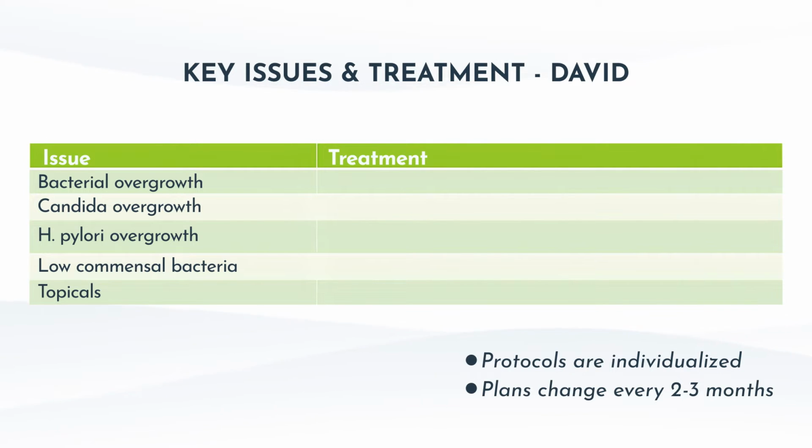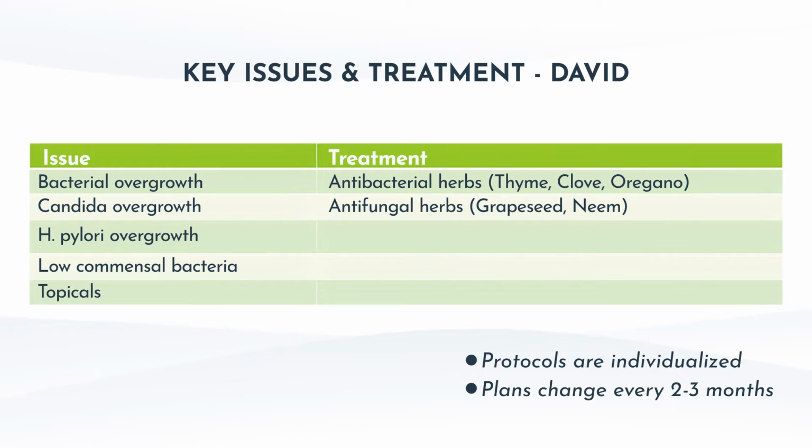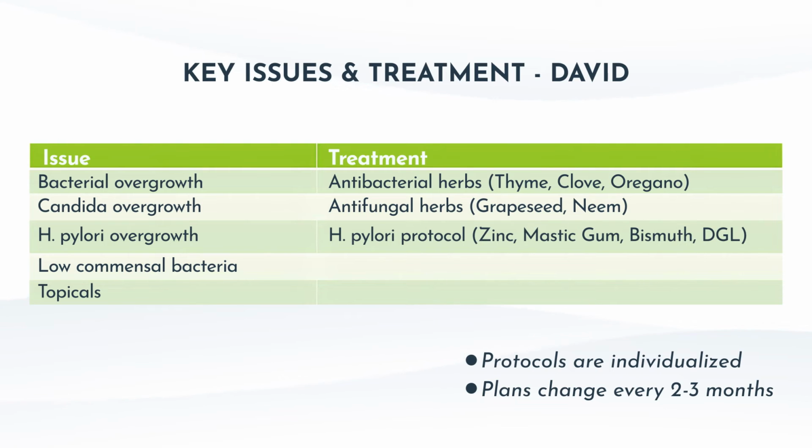For bacterial overgrowth, and I guess I should have said from the beginning, I don't use any pharmaceuticals in my plans. I'm a naturopathic doctor, so this is all herbal and natural medicine. Antibacterial herbs, some of the go-tos that I love: thyme, clove, oregano. Antifungal herbs: grapeseed, neem, many more than this, but the classics. For H. pylori, I do use a lot of mastic gum, DGL, bismuth, and zinc.